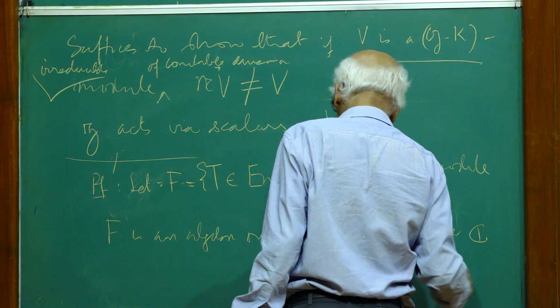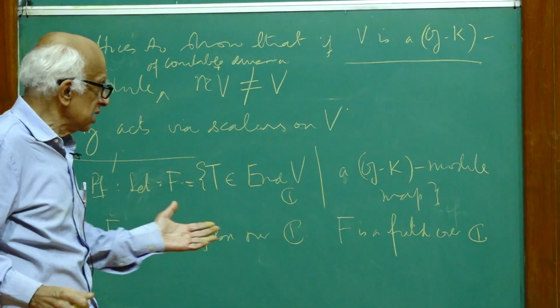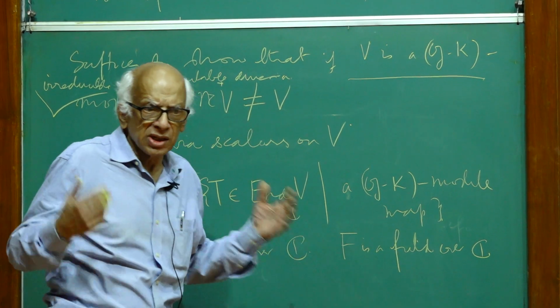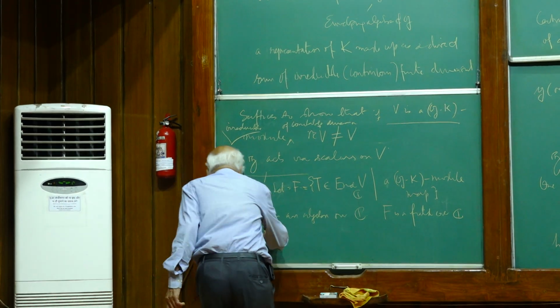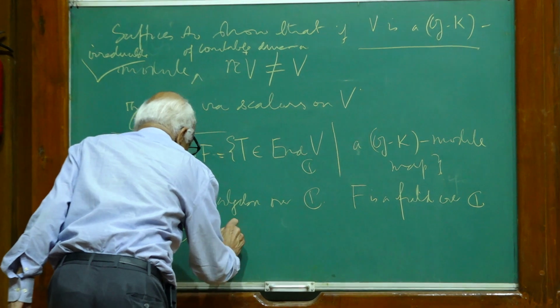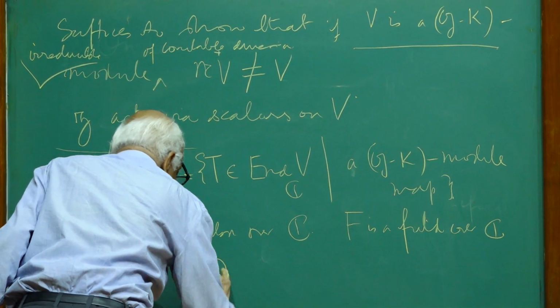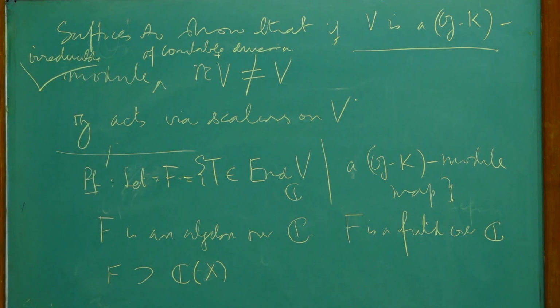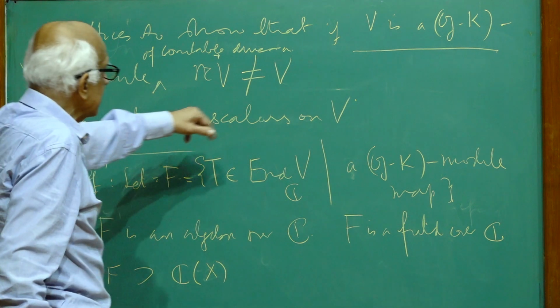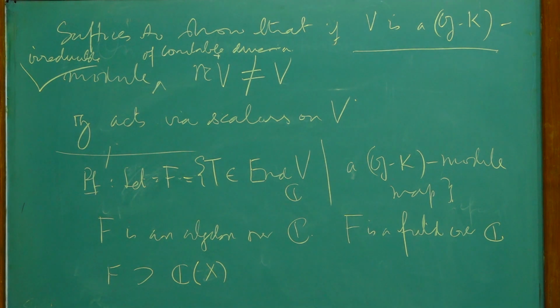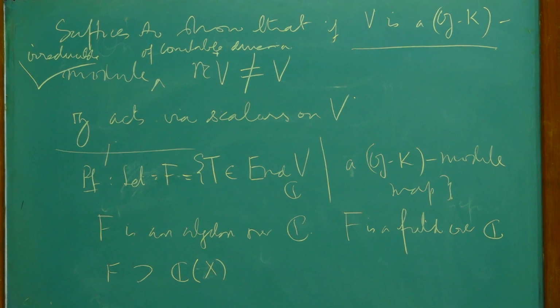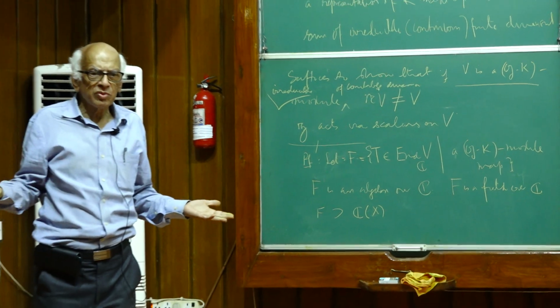Over C. Now, if F is not transcendental over C, it has to be C. So suppose F is transcendental over C. Then F contains C(x), which is a function field in one variable x over C, and then V becomes a vector space over C(x). Now C(x) has uncountable dimension over C. If you take 1 over x minus alpha for various complex numbers alpha, they are all linearly independent. So it has an uncountable dimension.